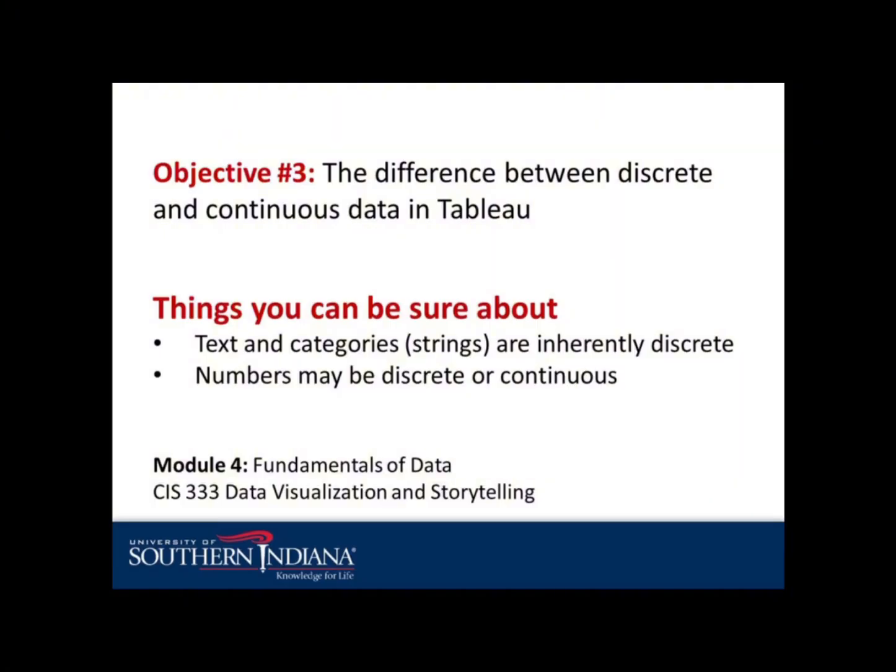And things that you can be sure about. Anytime you see text or categories or strings, you can be sure that those are inherently discrete. And generally, those are going to be your dimensions. Now, anytime you see numbers, you cannot be quite sure if they're discrete or continuous. Your numbers are going to be your measures. So your measures can be discrete or continuous, just depending on what type of number it is.